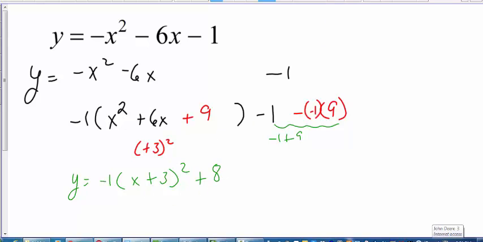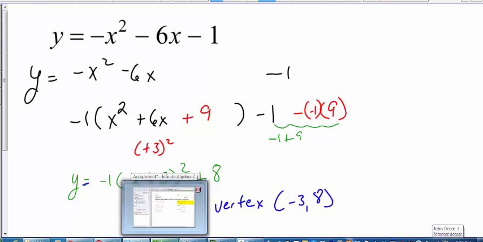All right, so let's find the vertex off of this while we're finishing up. The vertex would be -3, 8. That's why the vertex form exists: it's easier to pull out the vertex from it. Okay, this concludes part 2's video of taking it from a standard form to a vertex form.